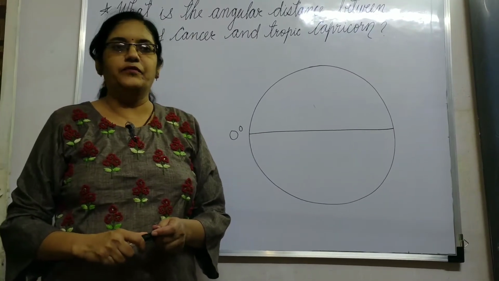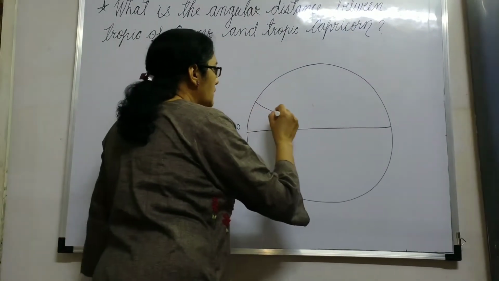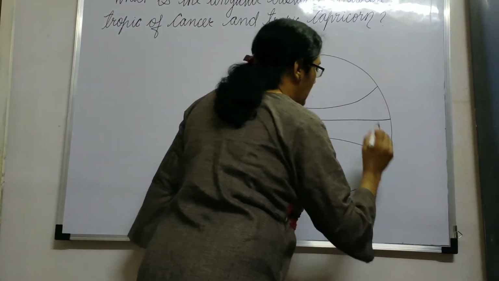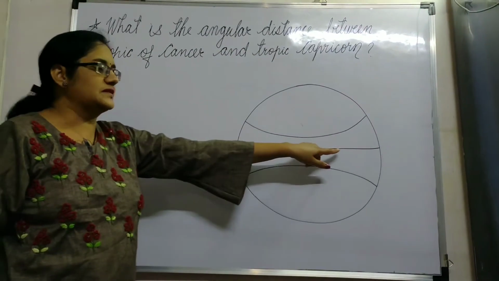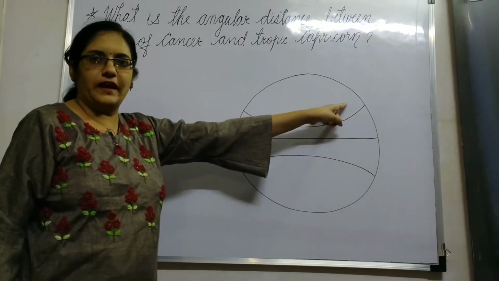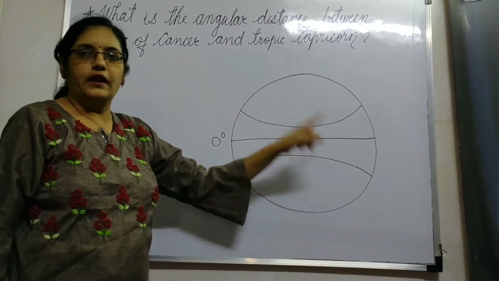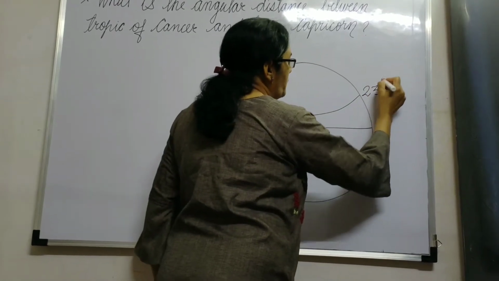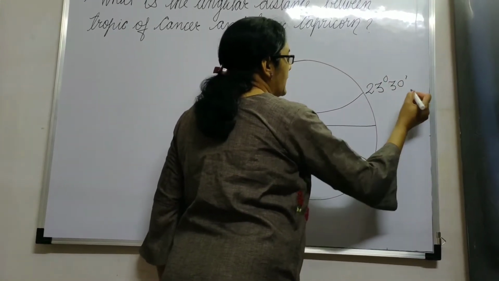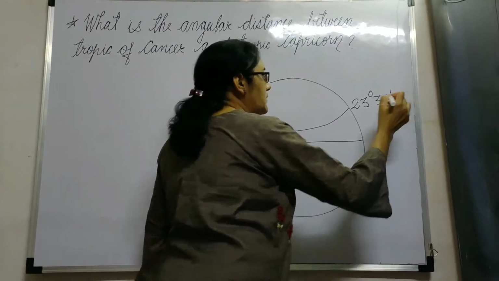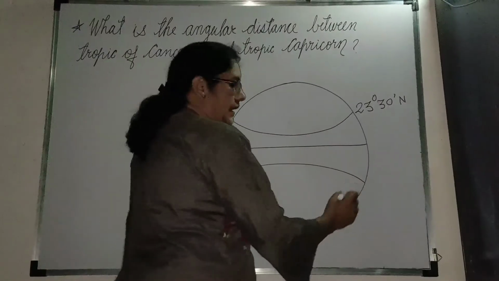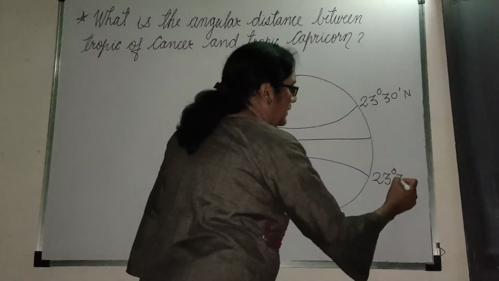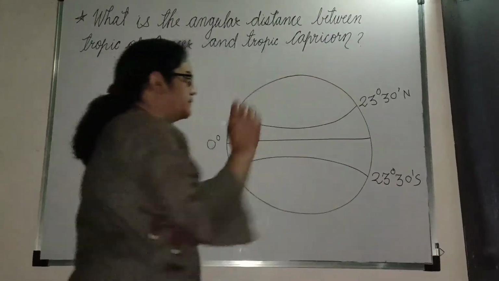Using the protractor. So if I draw one parallel of latitude in this way and another in this way, you all know the names of these. This is equator, this is Tropic of Cancer, and this is Tropic of Capricorn. And the address of this is, Tropic of Cancer lies at 23 degree 30 minutes north, whereas Tropic of Capricorn lies at 23 degree 30 minutes south.